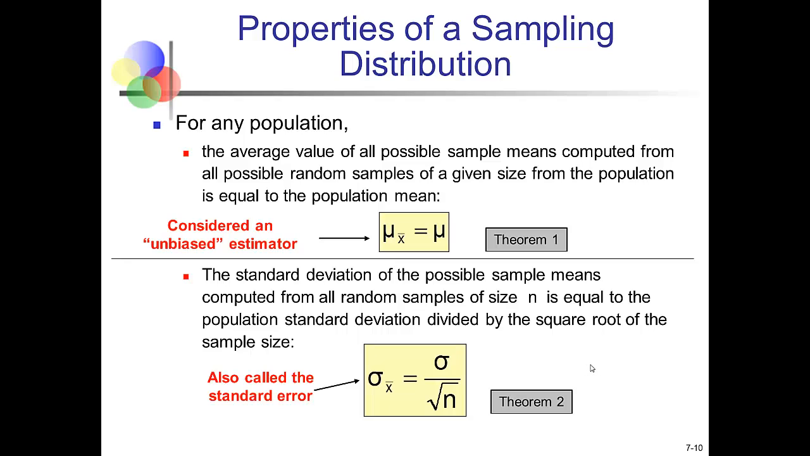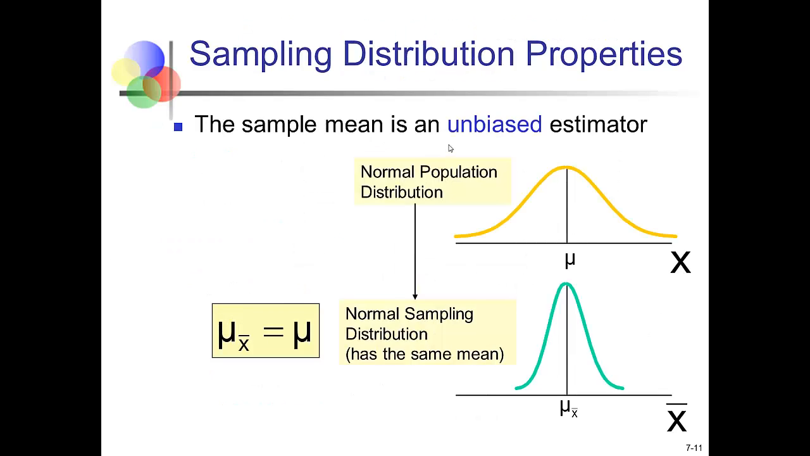And we have an interesting fact that we'll learn more about later. As the sample size increases, the sampling distribution itself becomes more normal. So this idea of unbiased from theorem 1 tells us that whatever the population mean is, that will also be the mean of all of those sample means that we could get from that distribution when we have a given sample size. So the sampling distribution has the same mean as the population distribution.